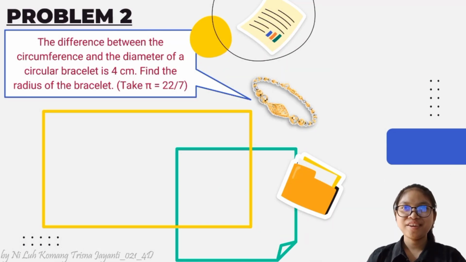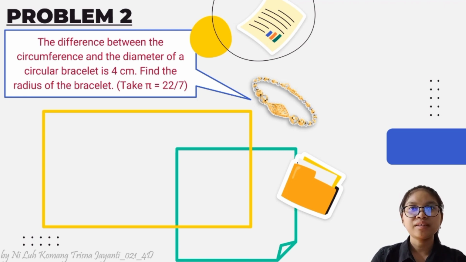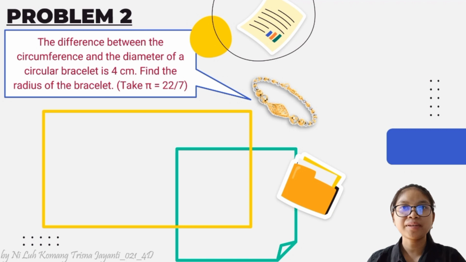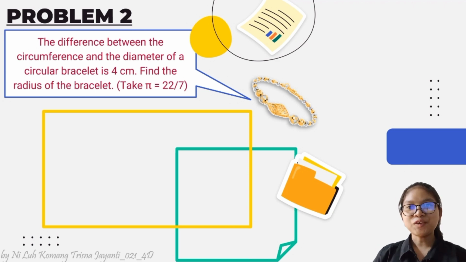From this slide, there is a second problem. The second problem is: the difference between the circumference and the diameter of a circular bracelet is 3 cm. Find the radius of the bracelet. Take pi equals 22/7. So everyone, how about the solution to this question?